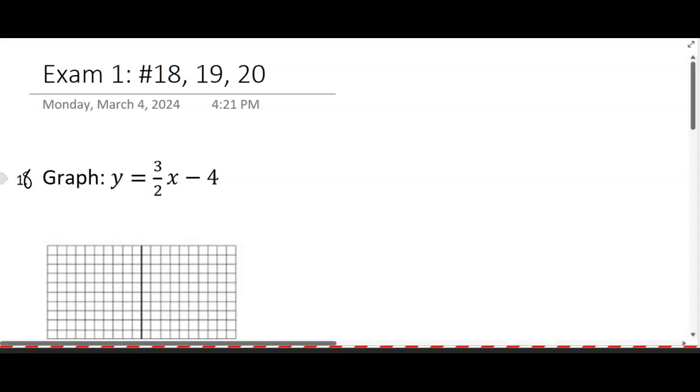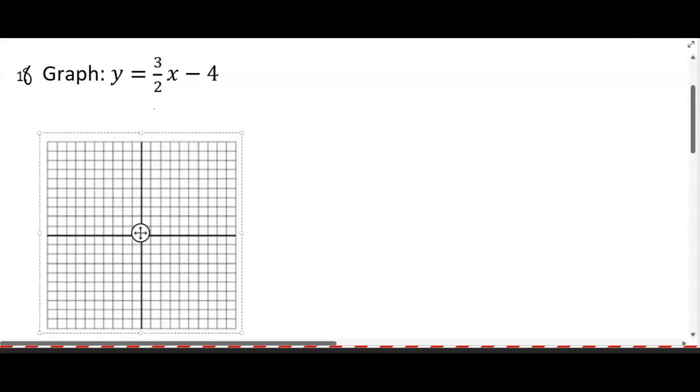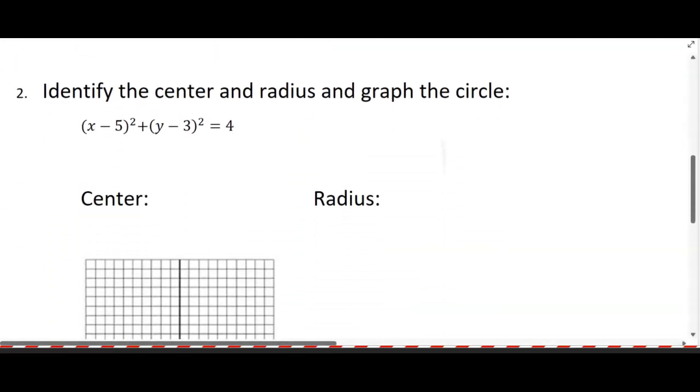So for number 18 here, it's just a linear equation that we're going to graph. You have a slope here, and you have the y-intercept. So the y-intercept at -4, right there. And then you're going to rise 1, 2, 3, and run 2. So rise 1, 2, 3, run 2. And you can do as many points as you want, but you should get a line that looks something like that.